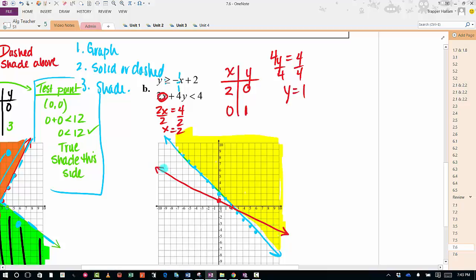And I didn't check to see if it was solid or dashed. It should be dashed, so I'm going to erase this and go back and dash it now. Okay, so that was step 2. Now I've got a dashed line. Now I've got to decide which side to shade on.